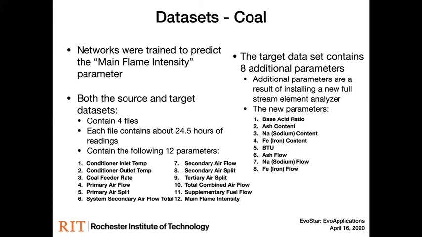Okay, going a bit more into the coal data set, the networks were trained to predict the main flame intensity parameter. And both the source and target data sets had 4 files. Each file represented about 24 and a half hours of per minute sensor readings. And they contain those 12 parameters, but they roughly have to do with fuel conditions, airflow, and the temperature.